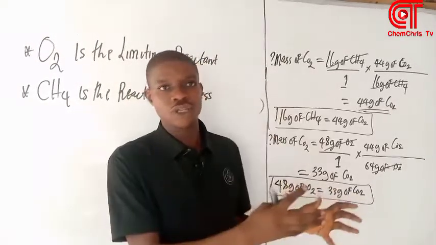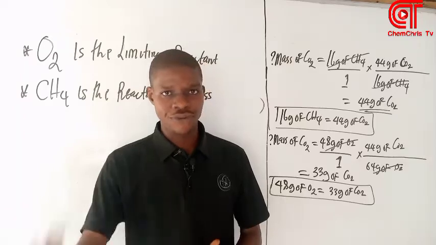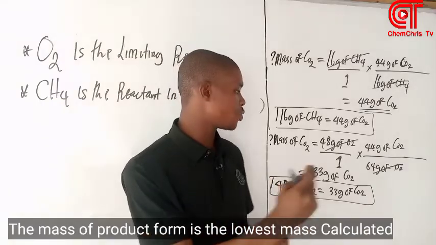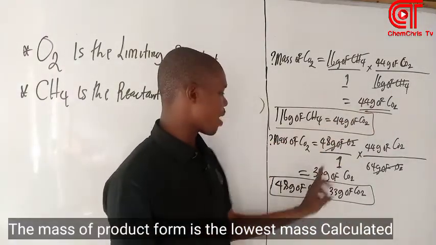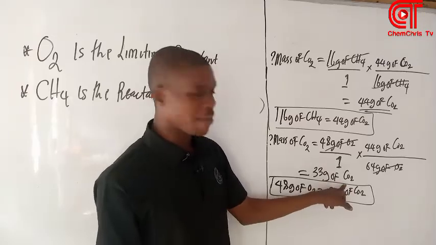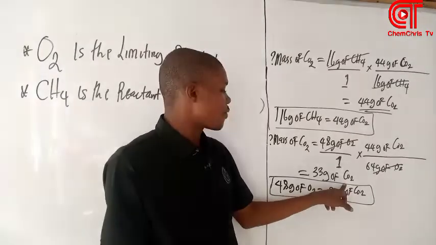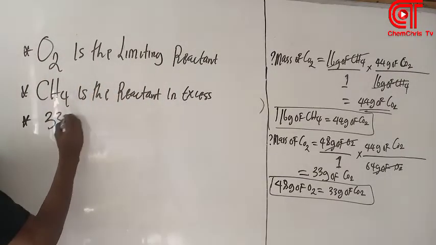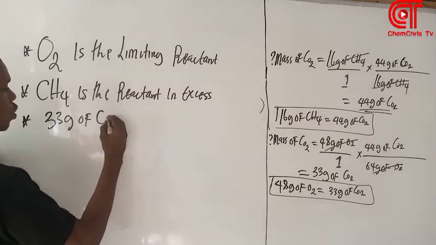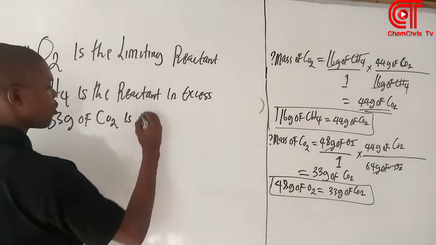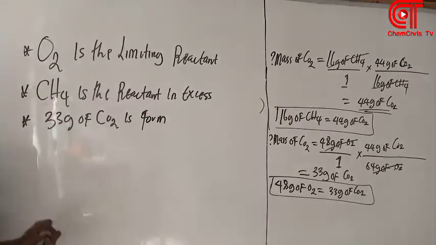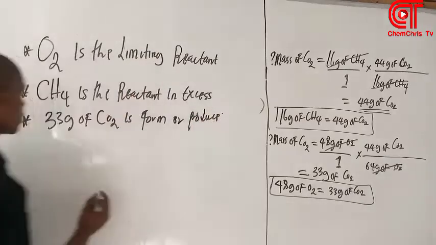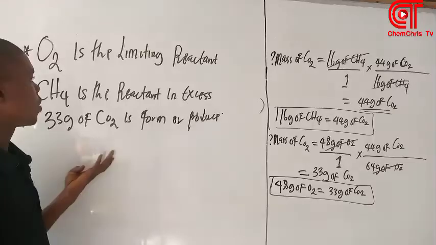Then what next again? Remember the question says calculate the amount of the product produced, right? So the amount of the product produced is always the least amount of the product produced in the reaction. So here we have 44 grams. Here we have 33 grams. 33 grams is the least amount. So it is the amount of CO2 that you produce. So it means that 33 grams of CO2 is formed. Do you get that? Is formed or produced. So that is what you really want to take note of here.